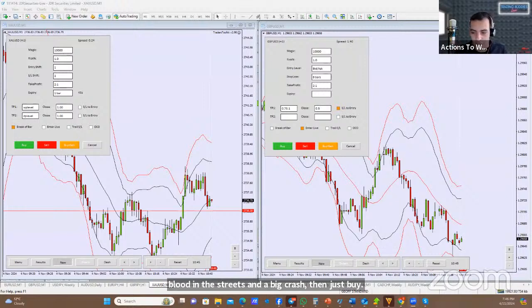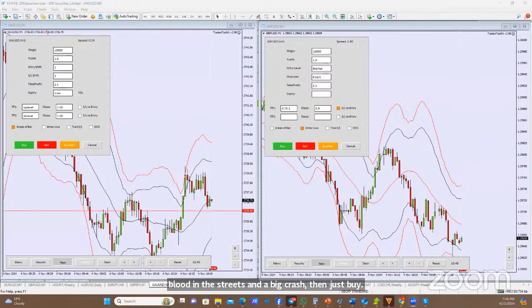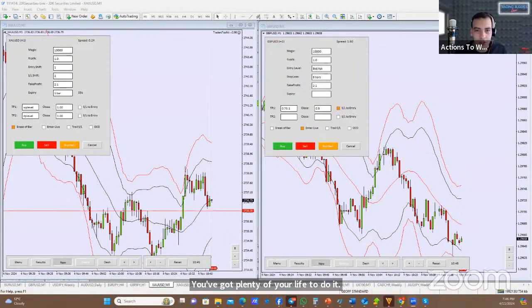It always goes up. You've got plenty of your life to do it. And he said, well, I've got long positions now. Should I close them and wait for the crash? And I said to him, no, you shouldn't, because nobody can pick the top and nobody knows what's going to happen. So from any money you earn from this point, save it rather than investing in the stock market.